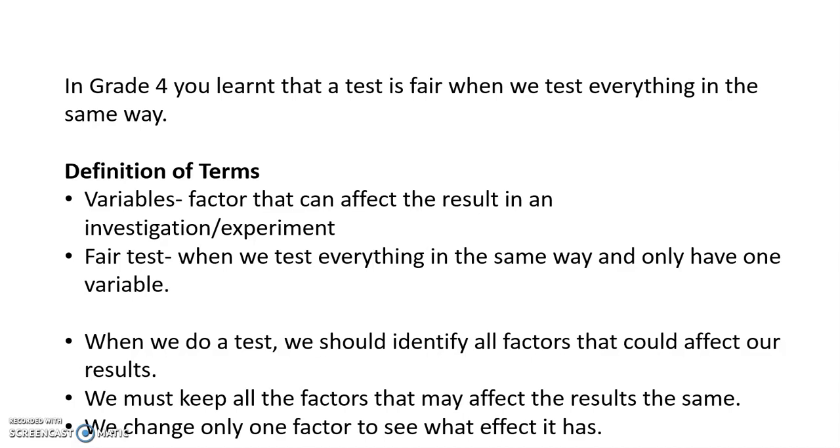So before we move on, let me just talk about these 2 definitions here. Variables. Variables are factors that can affect the result in an experiment or an investigation. So these are the factors that can have an effect on our result. And then a fair test: when we talk about a fair test, we are saying we test everything in the same way and only have one variable, then we can say that that particular test is fair.